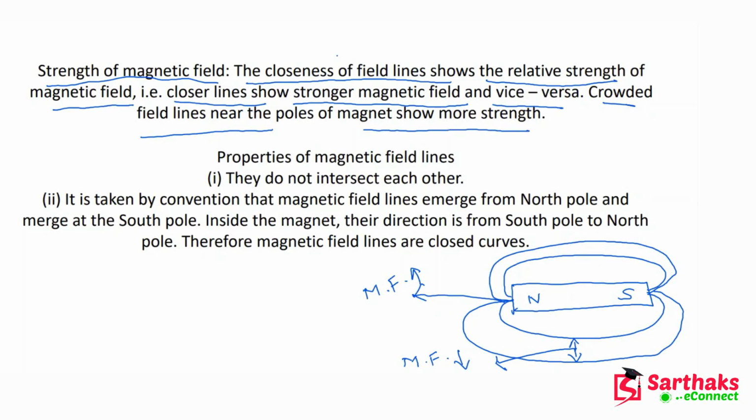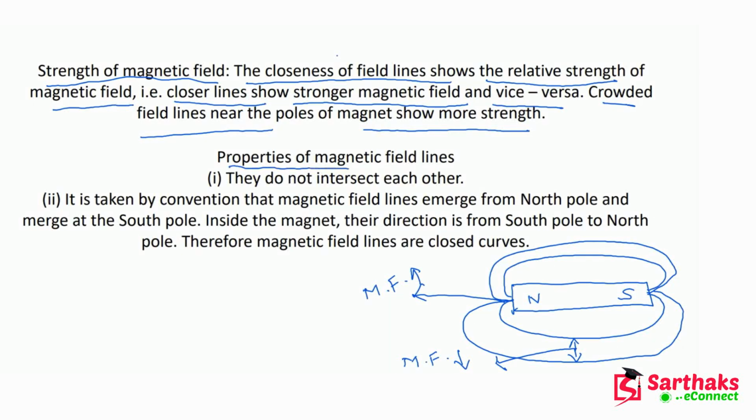So the closeness can be a parameter to identify the strength of a magnetic field. If the closeness is more, then the magnetic field will be higher. If the closeness is less, or you can say if they are at some distance, then the magnetic field strength will be lower. I hope you get this point.